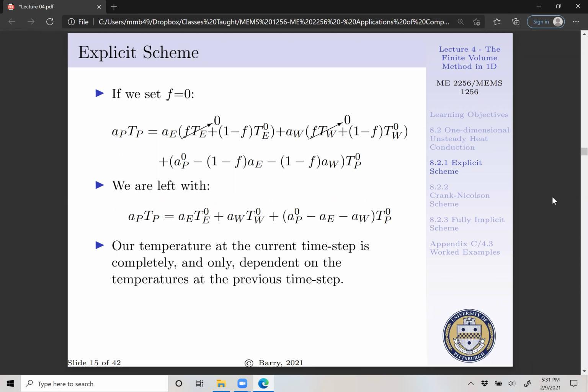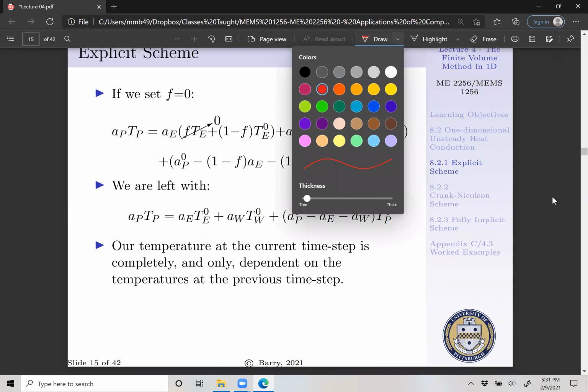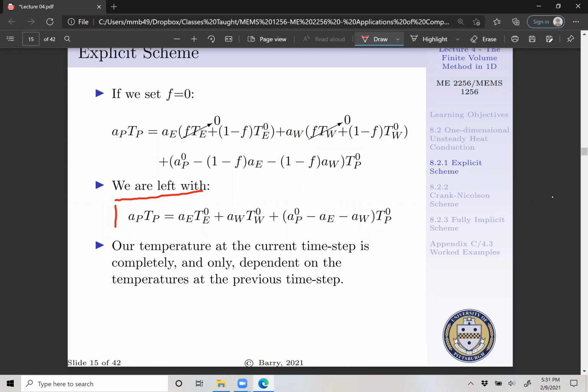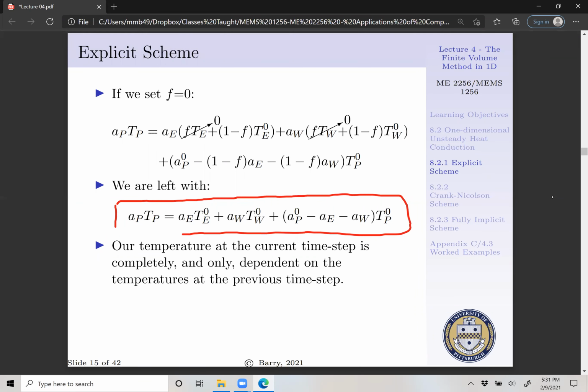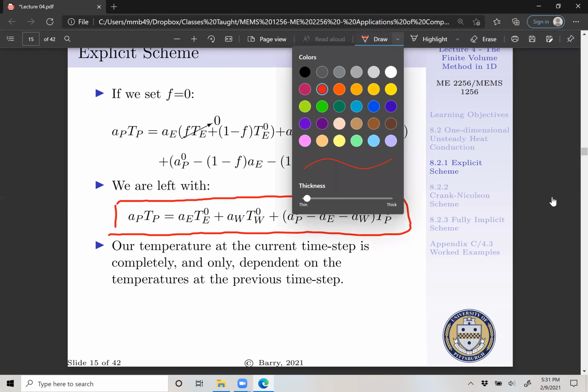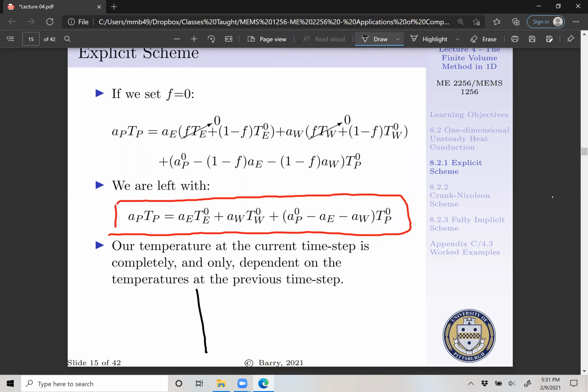So what we're left with in this particular instance for our explicit scheme is A_P T_P equal to A_east T_east naught plus A_west T_west naught plus (A_P naught minus A_east minus A_west) T_P naught. So let us just redraw the picture, because visualizing this is so powerful in terms of what this scheme is doing.